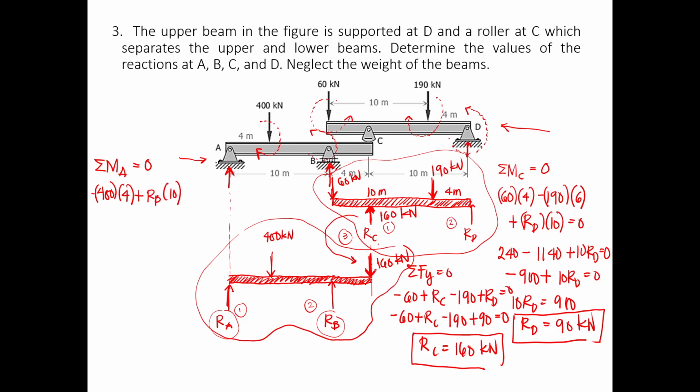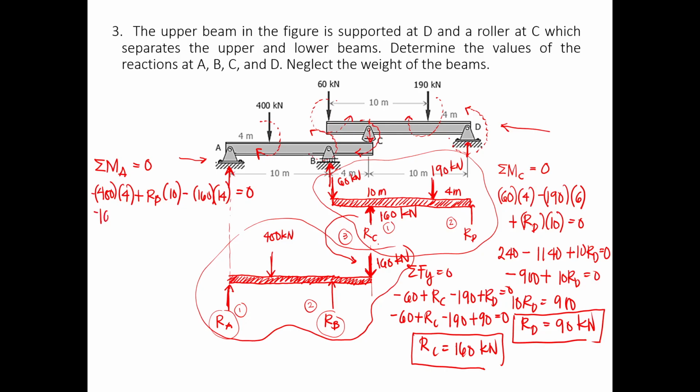And then the reaction at point C, that is downward. And thus it will create a clockwise rotation, and it's a negative moment. So negative 160 times 14 equals 0.